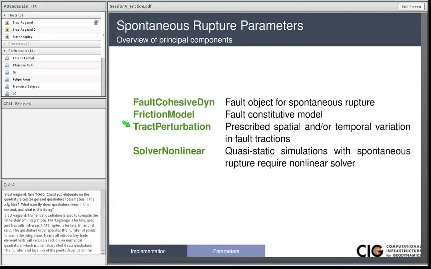It's sometimes handy to combine the traction perturbation as well as deforming the boundaries to impose things like tractions consistent with the overburden. You don't have to solve the complete gravity part of gravitational body forces to keep your fault in compression if you put the gravitational portion directly in your traction perturbation. Solver nonlinear: again, in quasi-static simulations, we need to use a nonlinear solver because our fault constitutive models have this feedback between slip and the tractions.